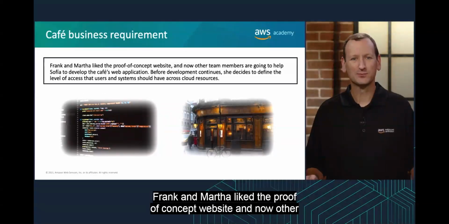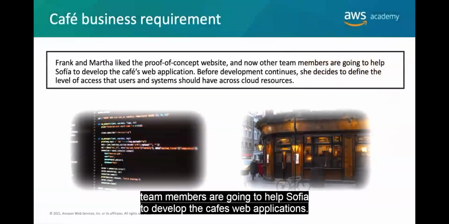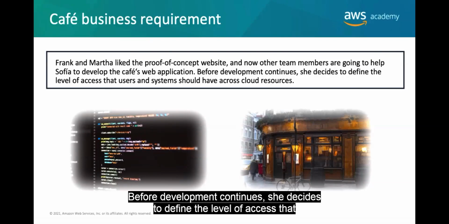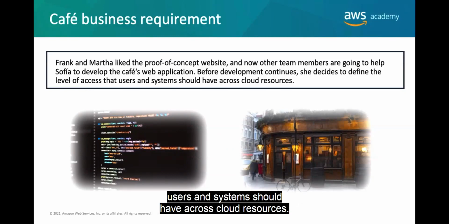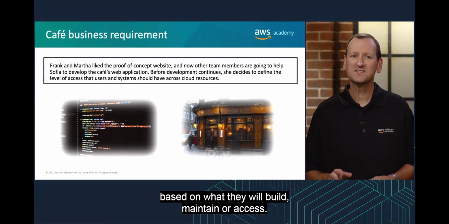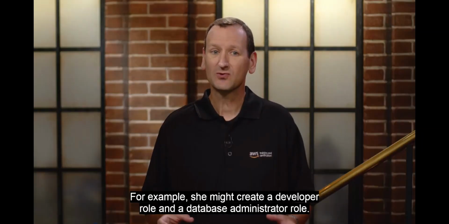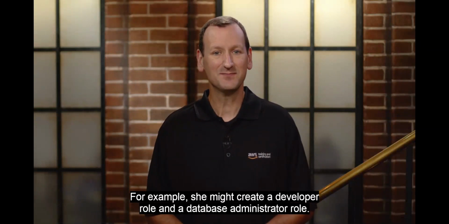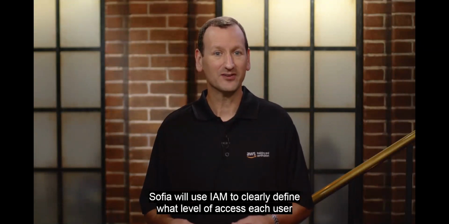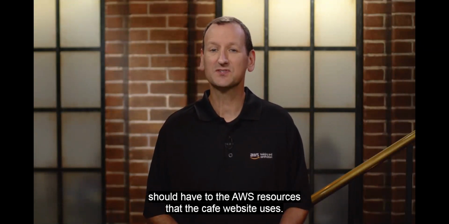Frank and Martha liked the proof of concept website, and now other team members are going to help Sophia to develop the cafe's web application. Before development continues, she decides to define the level of access that users and systems should have across cloud resources. With IAM, Sophia can define roles to give to other team members based on what they will build, maintain, or access. For example, she might create a developer role and a database administrator role. Sophia will use IAM to clearly define what level of access each user should have to the AWS resources that the cafe website uses.